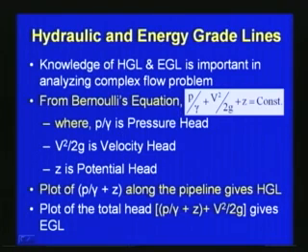One is P by gamma plus Z, which gives the hydraulic gradient line, and we can also plot P by gamma plus Z plus V square by 2g, that gives the energy gradient line. Since we are using Bernoulli's equation, both the HGL, hydraulic gradient line, and the energy gradient line we obtain from Bernoulli's equation.